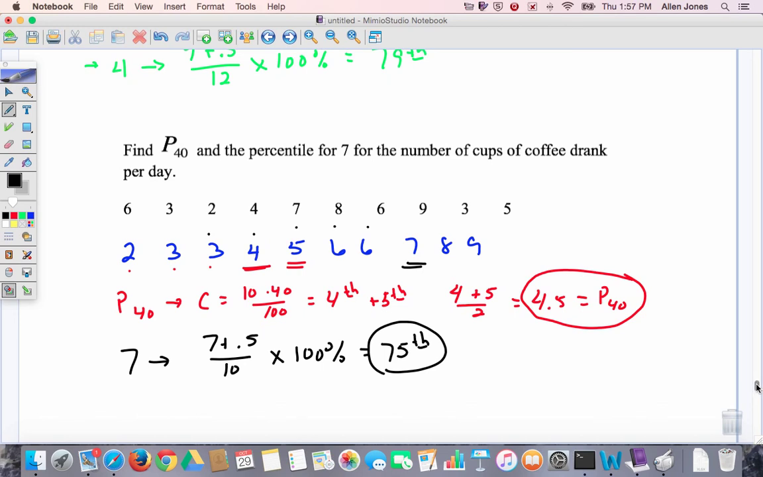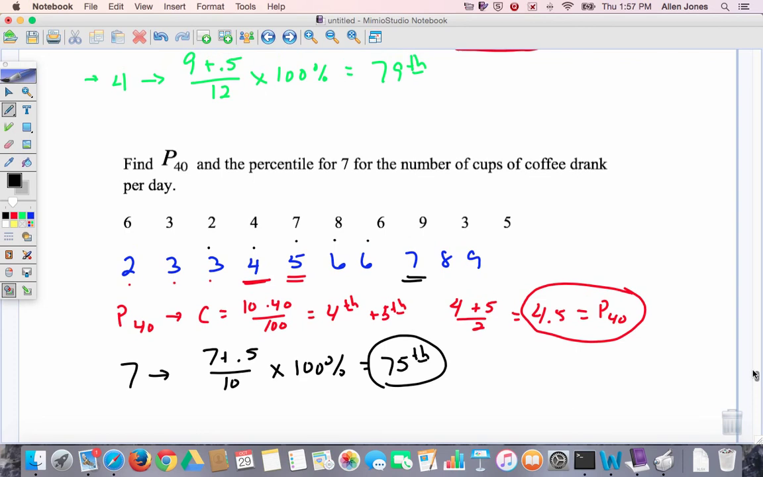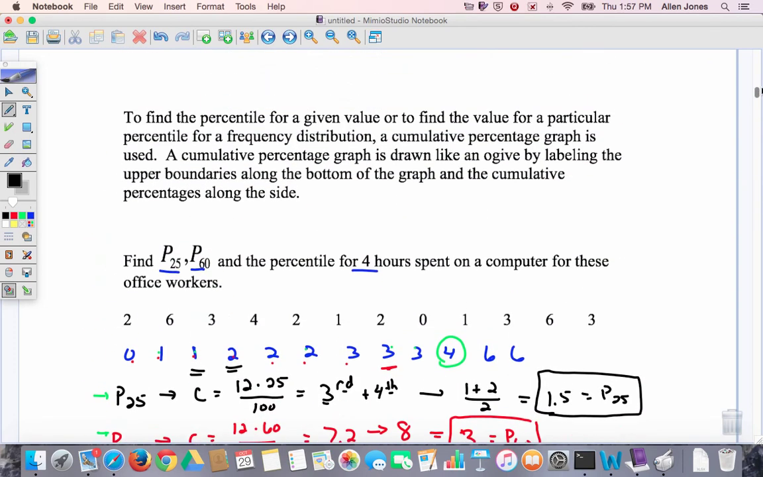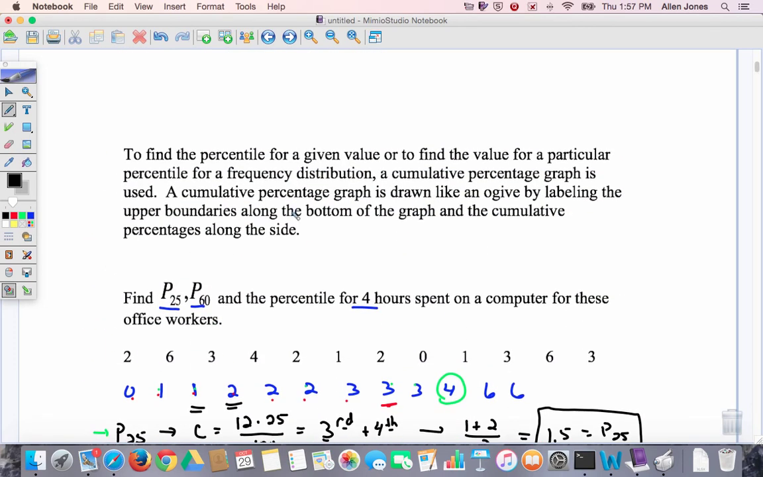So there's a look at our work with a data set and finding percentile ranks in 2 different types of scenarios. I'm going to back up here to the top. If we have a grouped distribution, a frequency distribution, we're going to use a cumulative percentage graph to do that. That is essentially an ogive. Remember our work back in chapter 2 with an ogive.